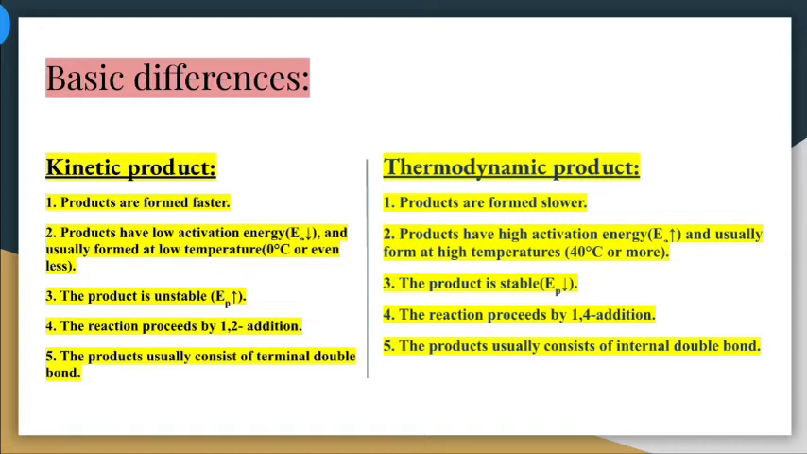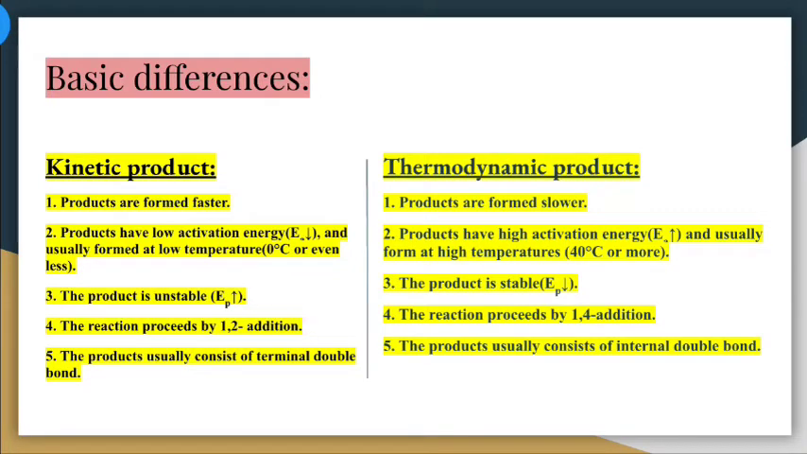But thermodynamic products are those products which have high activation energy, and that is why the products are formed slower and usually form at high temperatures. The thermodynamic products will be formed at the higher temperatures. Why? Because the activation energy is high for the thermodynamic product.